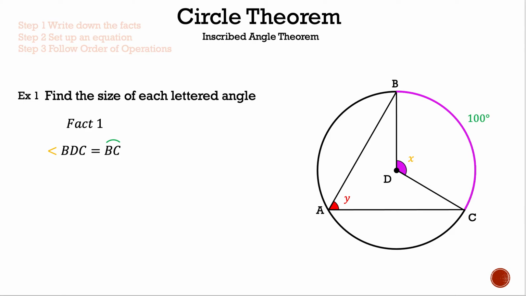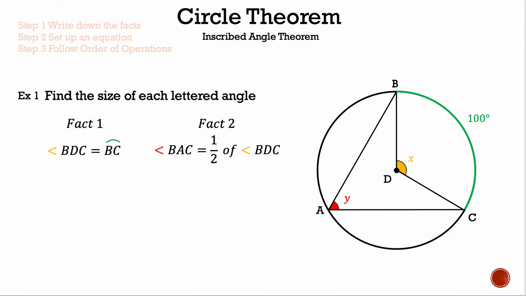And now let's take a look at fact number 2. And fact 2 is angle BAC is equal to half of angle BDC. If we take a look at the image, we now have 2 purple angles. The purple angle on the right is double the purple angle on the left.